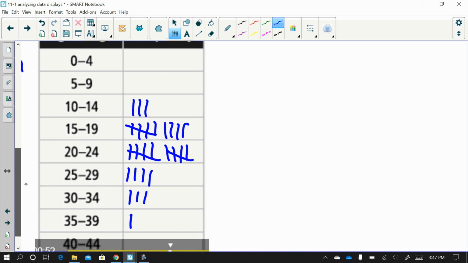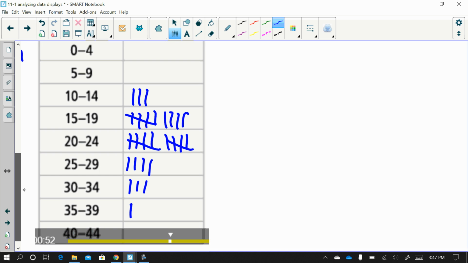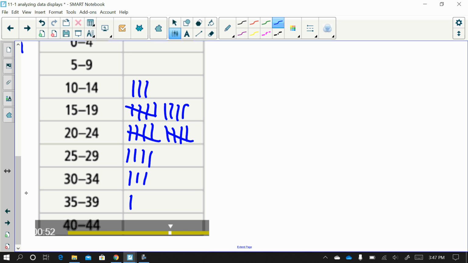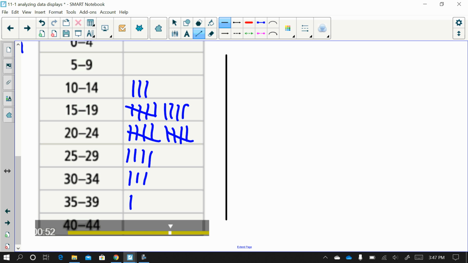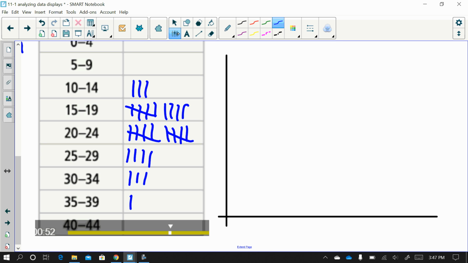I prefer this way, it just is quicker to me. Okay, so there's my data. So now we're going to make a histogram. To make a histogram is very similar to a bar chart. Okay, so I'm going to do my axes. And the difference between a histogram and a bar graph is that the histogram contains intervals.